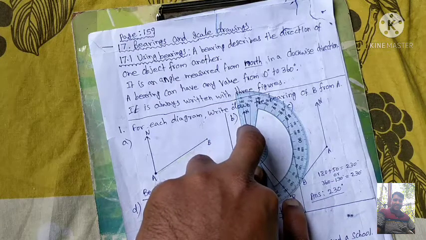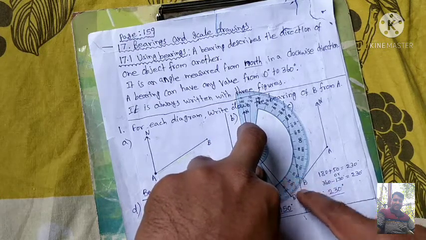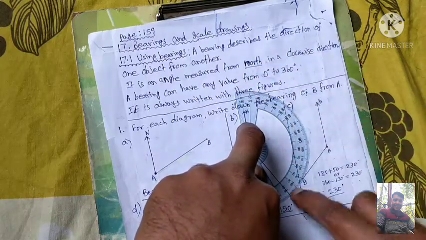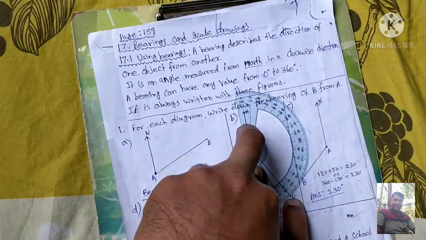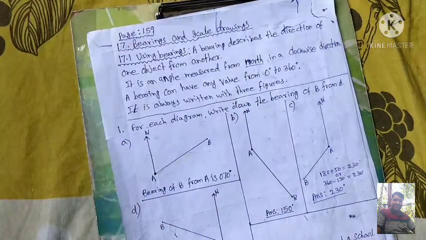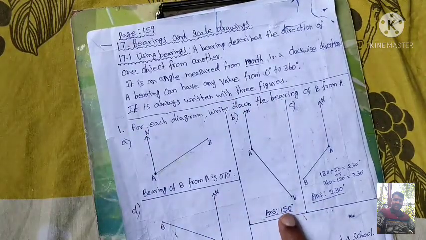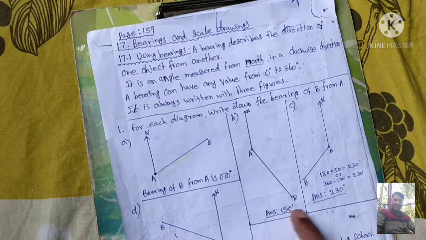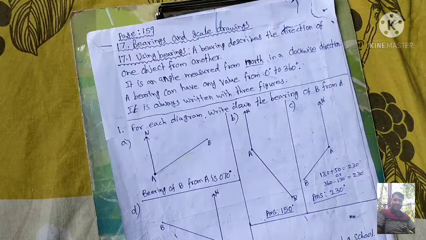This is 150 degrees. Don't take the below one, always the top one, because we are starting from the top one. 0, 10 is the top side. So we have to take this 150 degrees. So the bearing of B from A, the angle is 150 degrees. The answer is 150 degrees. Remember that. Okay, now we are going for question C.